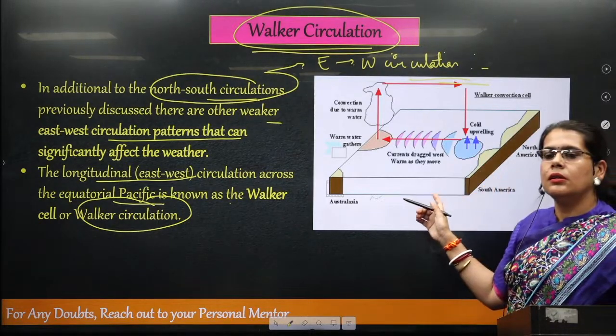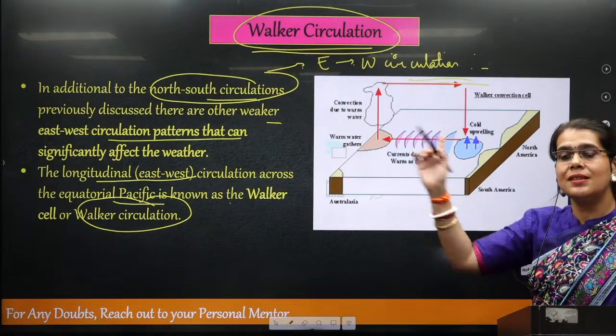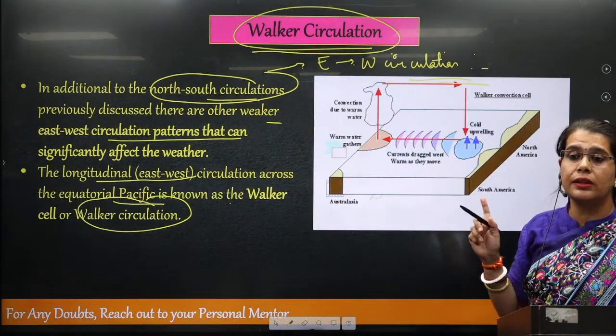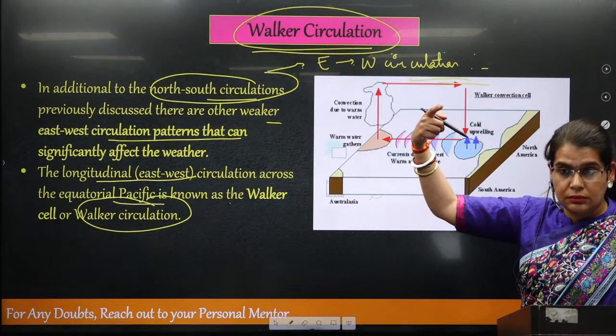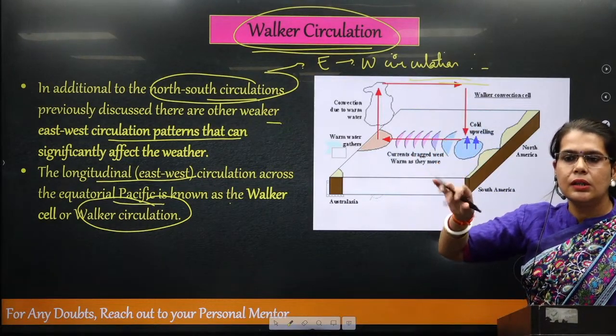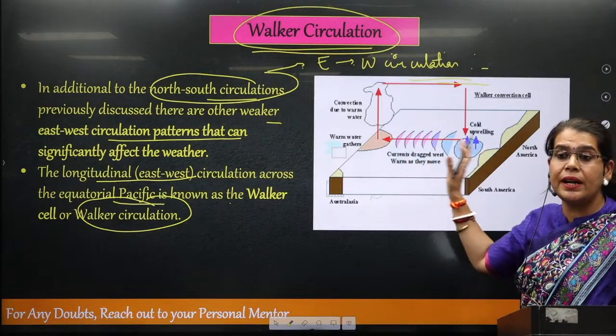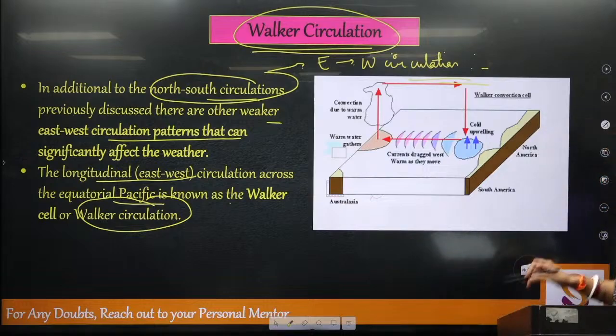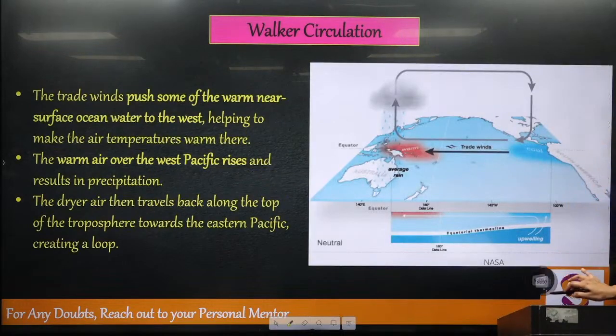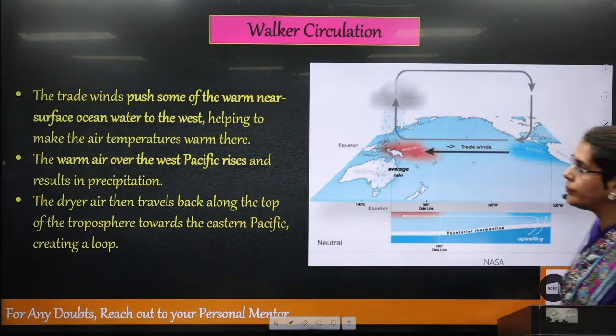That is what I am telling you, this is apart from those circulations, that is the tricellular meridional circulation. Did you understand? This is not that, this is a separate one. This is a separate circulation, east-west circulation. Okay. Now let's see what happens in this.